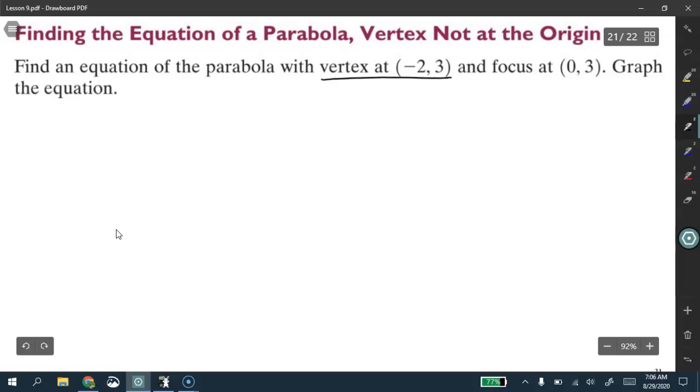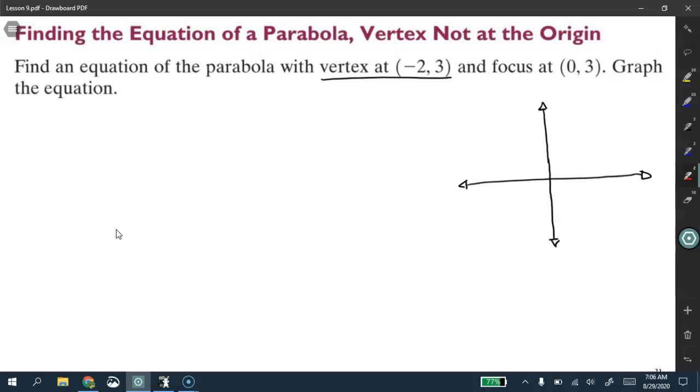All right, so let's pause. And what have we learned is as soon as we hear these things, we're just going to go ahead and start making a graph. Okay, so I'm going to go to negative 2, 3. All right, so negative 1, negative 2, positive 1, positive 2, positive 3. So at negative 2, 3, I'm going to go ahead and make a vertex. All right, and I will label it V, negative 2, 3.